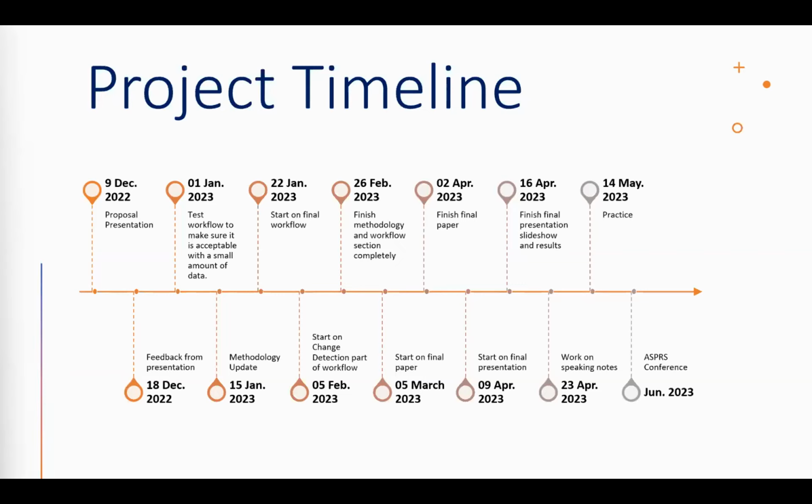The final paper with all sections should be finished the week of April 2nd, with the final presentation portion started on April 9th. The presentation will be made using the paper as a guide. By mid-April, everything should be done with both the paper and presentation so that speaking notes can be started and practiced in May. In early June, I'll present at the ASPRS virtual conference, whose date is yet to be determined, or if anybody has any suggestions for conferences as well.